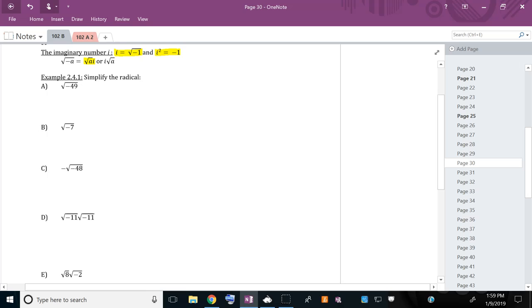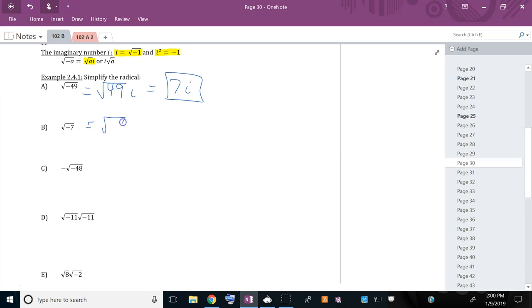So if I have the square root of -49, I can rewrite that as the square root of +49 times i, and then the square root of 49 is 7, so my answer is 7i. If I have the square root of -7, I rewrite that as the square root of +7 times i. I can't simplify the square root of 7, so that is my answer. Now again, if you'd rather rewrite that with the i first, that's perfectly okay. They are the same thing.